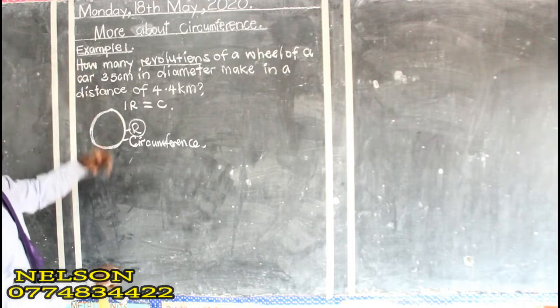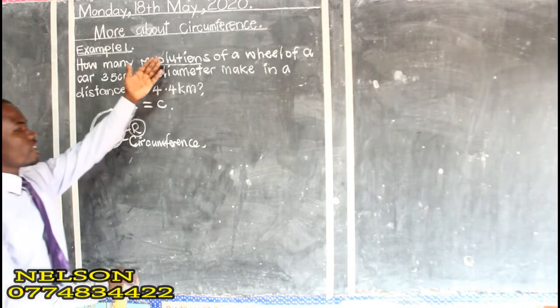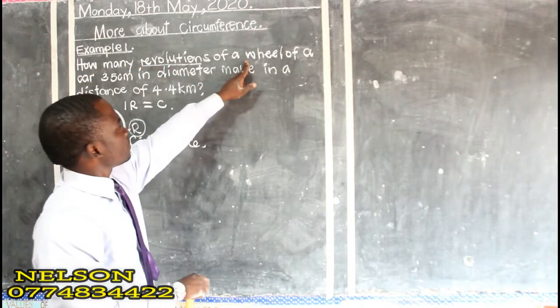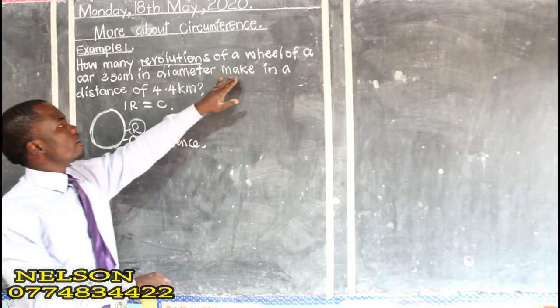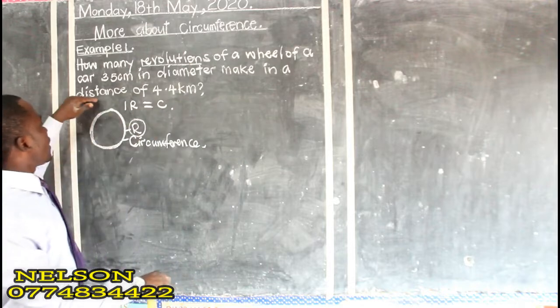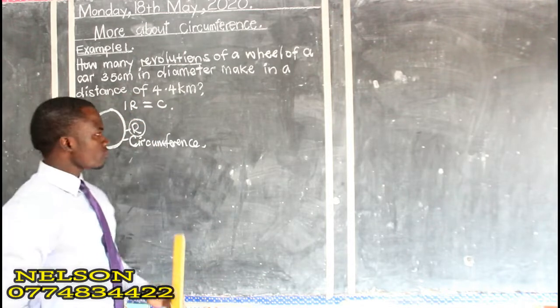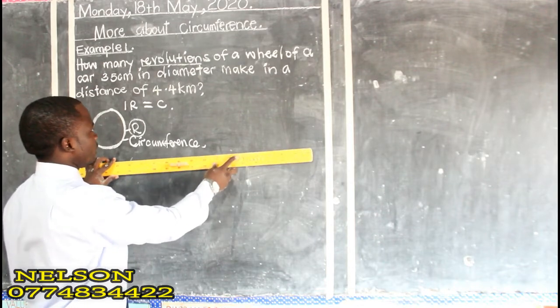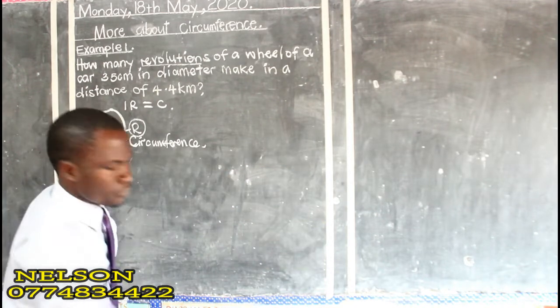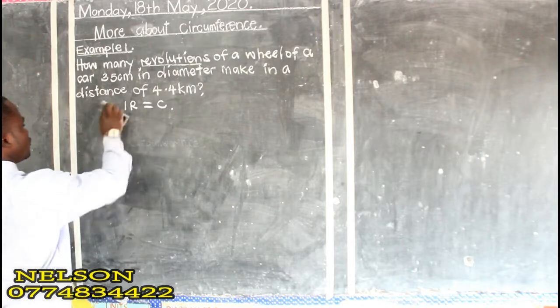So here the question is the same as: how many circumferences of a wheel of a car 35 centimeters in diameter make in a distance of 4.4 centimeters? I'll make my illustration here.